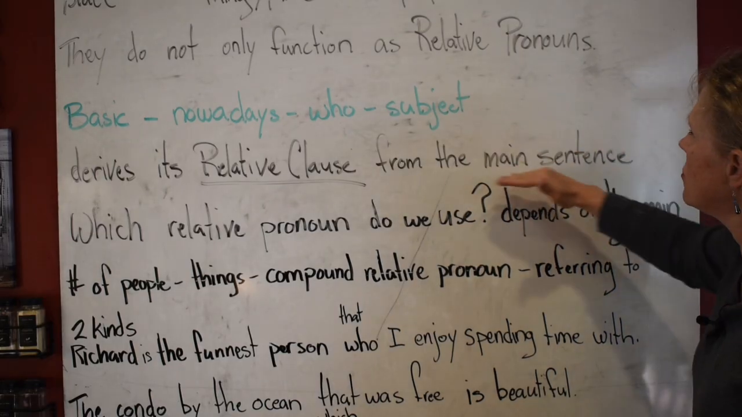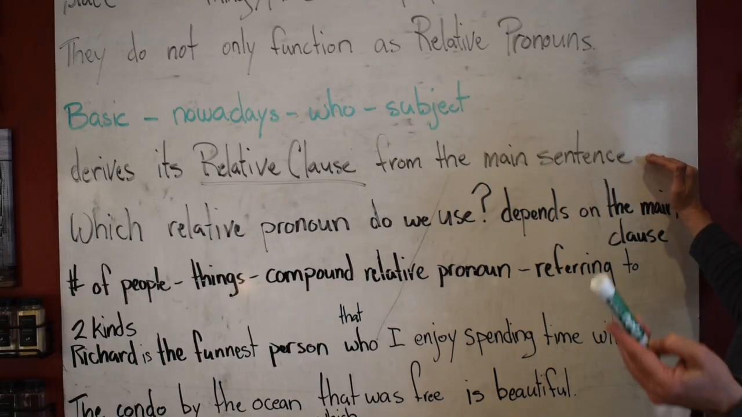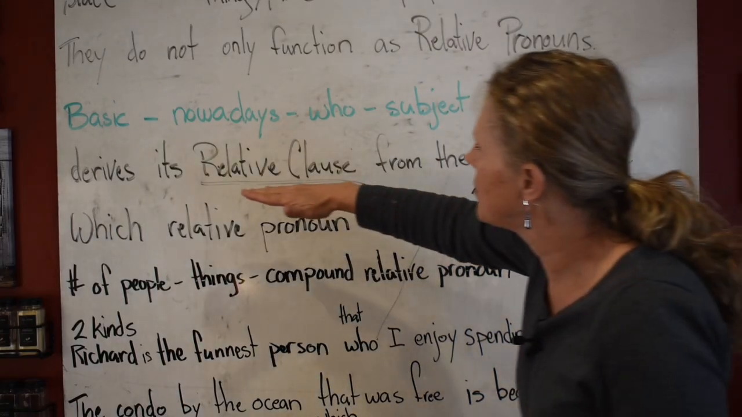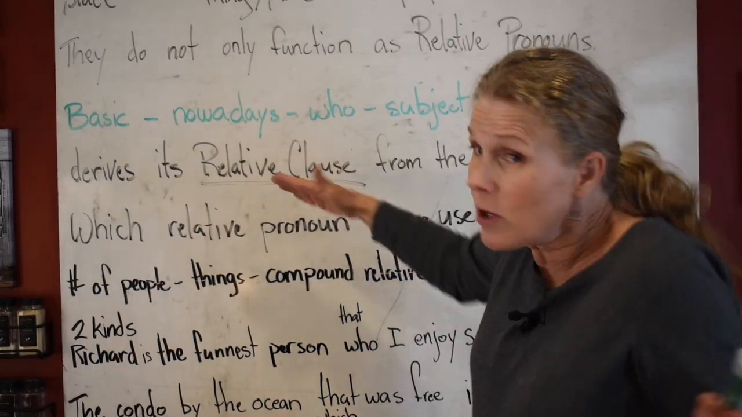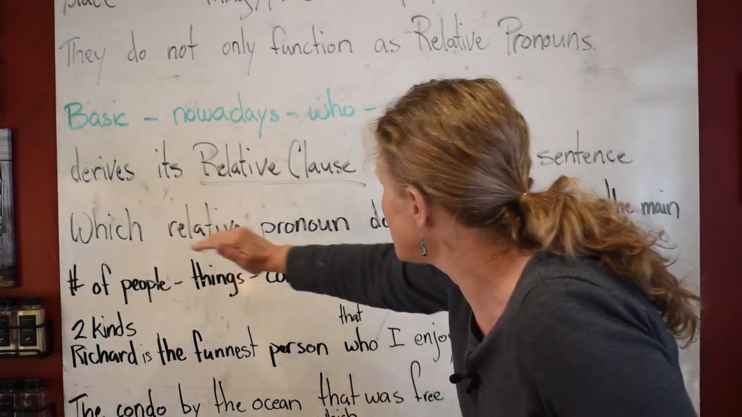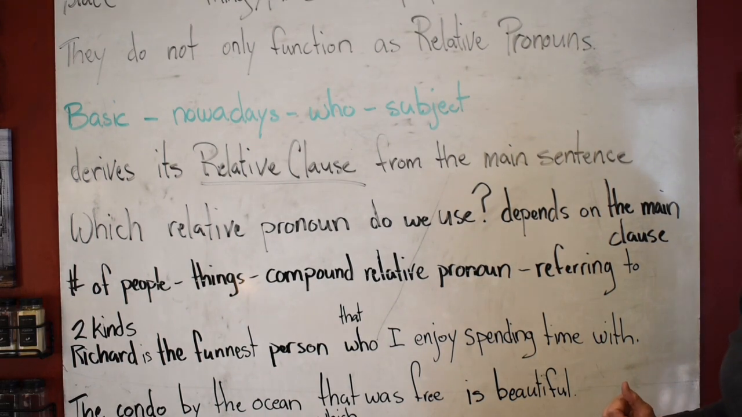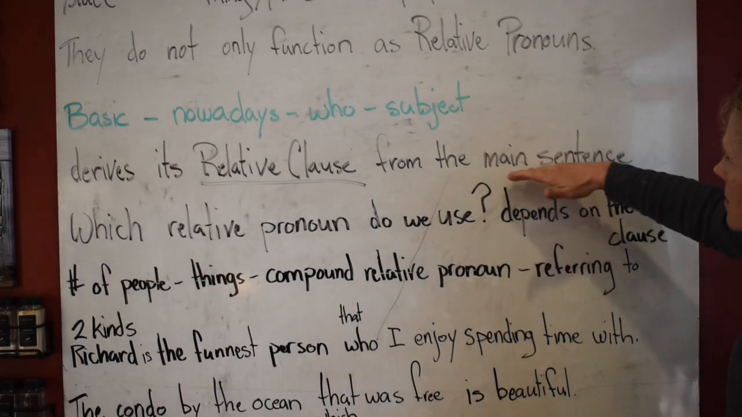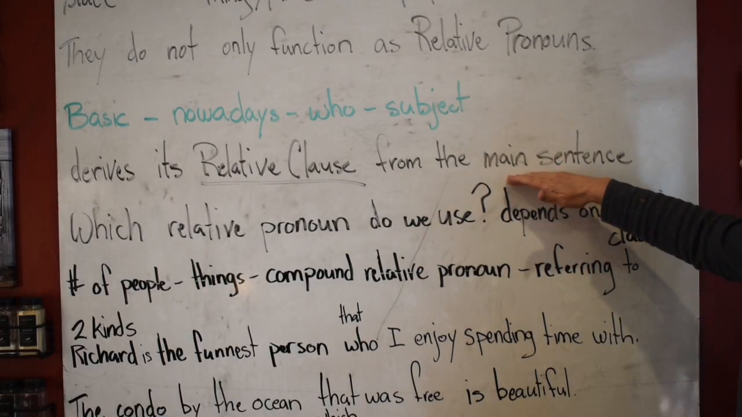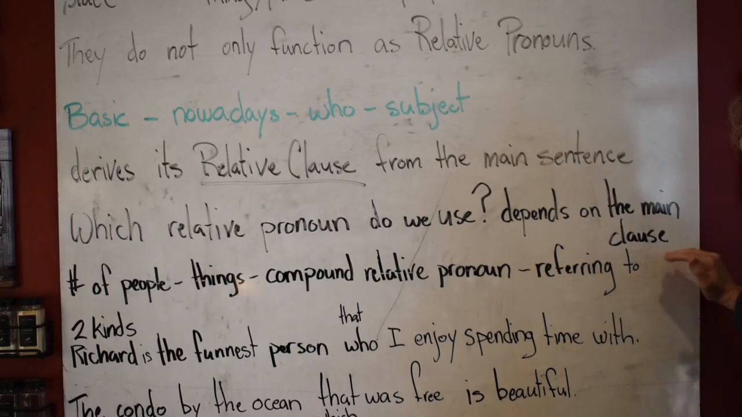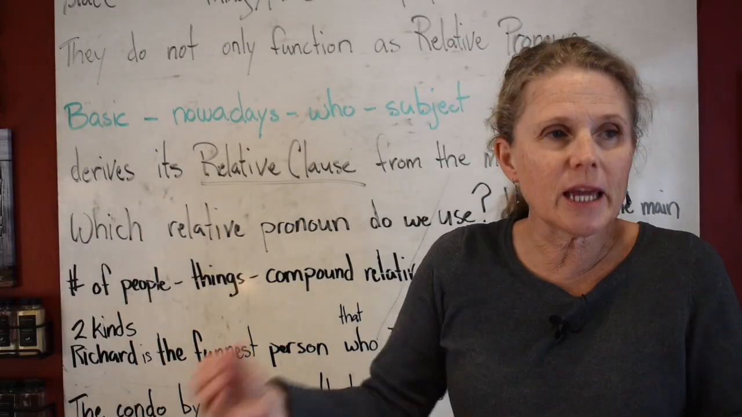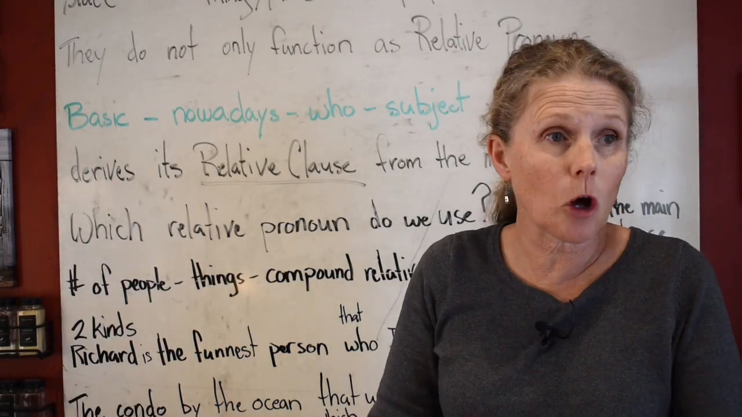It means it comes from the main sentence. You need to understand what the main sentence is and what it's doing to have the appropriate relative clause. So that asks the question, which relative pronoun do we use? Well, it depends on the main clause. It depends on your main part of the sentence. The part of the sentence that can stand alone, the independent clause that stands all by itself.